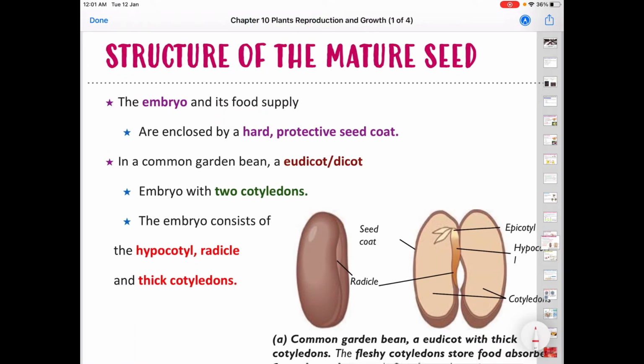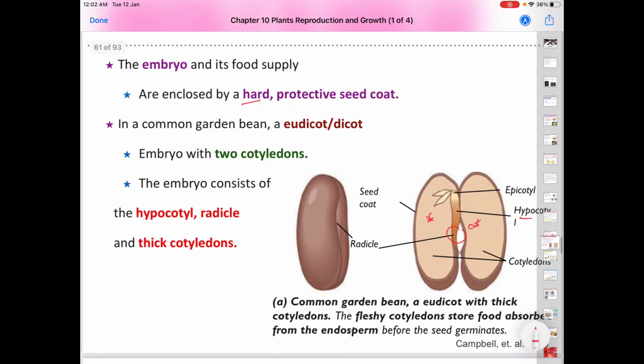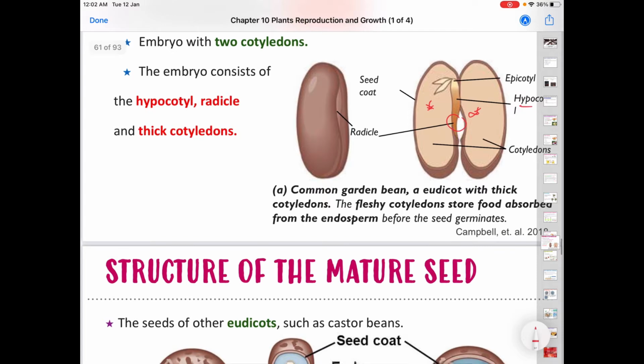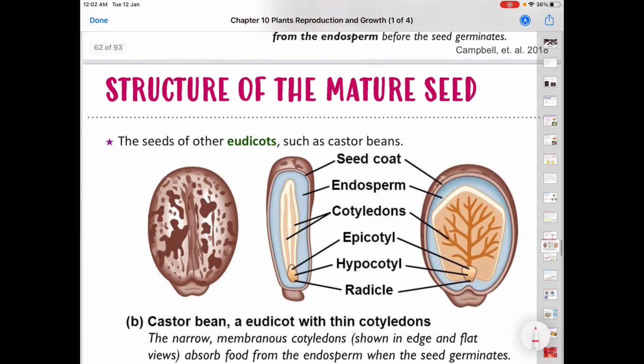Now we go into the structure of the mature seed. The embryo and its food supplies are enclosed by a hard protective seed coat. The seed coat is hard because its function is to protect the seed. In a common garden bean, a eudicot or dicot, the embryo has two cotyledons. The embryo also consists of the hypocotyl and the radicle. The radicle here, and the thick cotyledon. So this is the structure of the mature seed in garden bean.